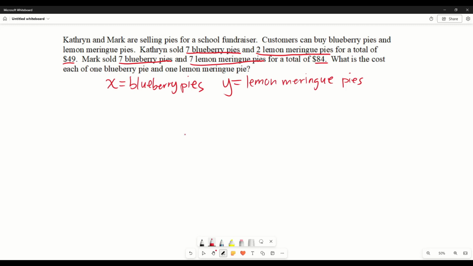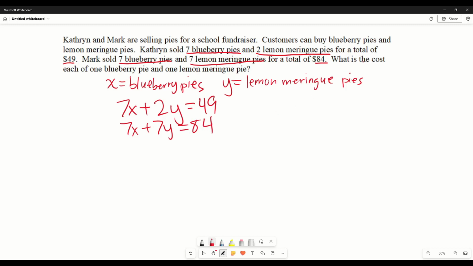Okay, so we can set up our system of equations. We're starting with Captain first. So 7x plus, it's plus because we have the total of 49, so we're adding the total of these pies. So 2y equals 49, our total right here. And for Mark, 7x plus 7y equals $84.